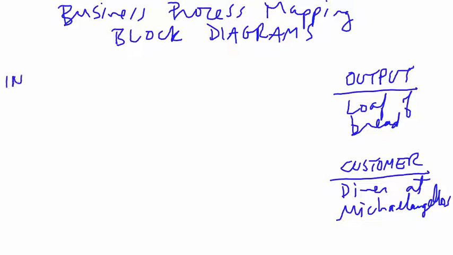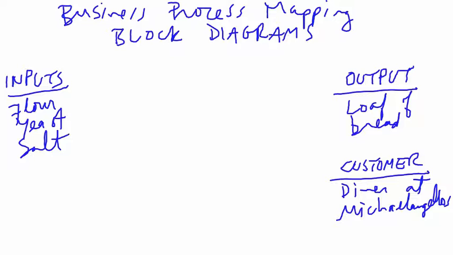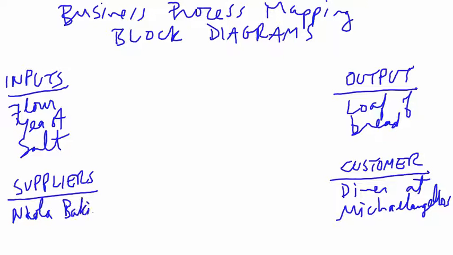And we have some inputs to this process. To make bread, we need flour and yeast and salt. And the supplier of those inputs, and we may have one or more suppliers. Most processes have multiple suppliers. Let's get it from, I'm going to make up a company name, Indola Baking Supply.